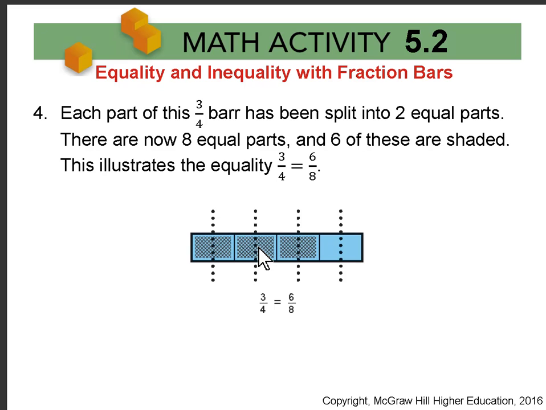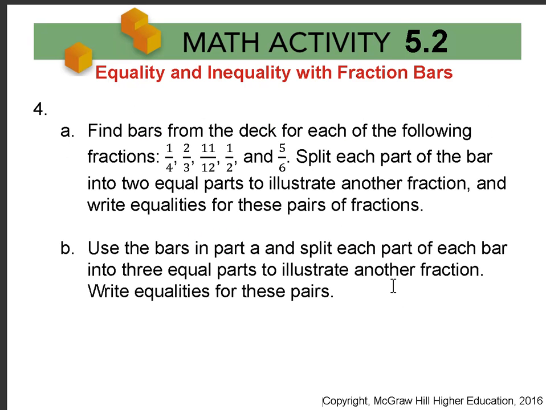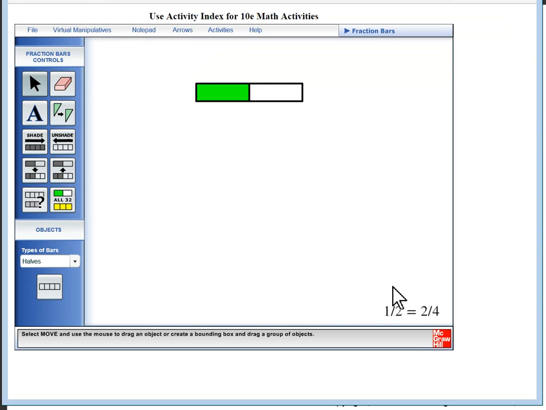In number 4, we start with common denominator work by looking at splitting bars and creating equivalent fractions. If I split my 3/4 bar, each piece into 2 equal parts, 3/4 becomes 6/8. And we ask you to do this for a variety of fractions and write the fraction equivalent equations.